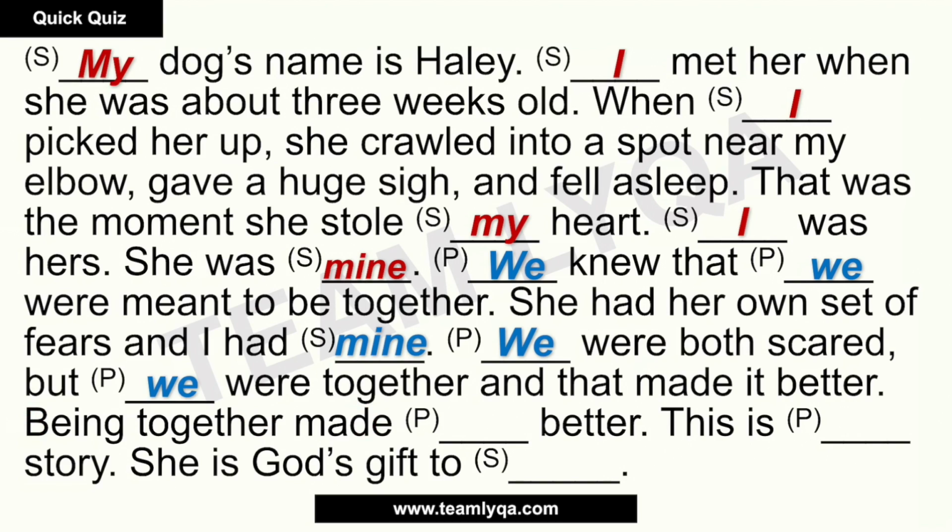So, again, this is another we. We were together. Magkasama kami. And kami ay magkasama. And that made it better. Being together made, plural, blank, better. So, tigatanggap na lang sila. Kasi ang action here, and this may be the part that's a little bit confusing for some, being together ang bida, ito yung gumawa nung made, so kayo ay tigatanggap lang nung pagiging better. So, being together made us better.